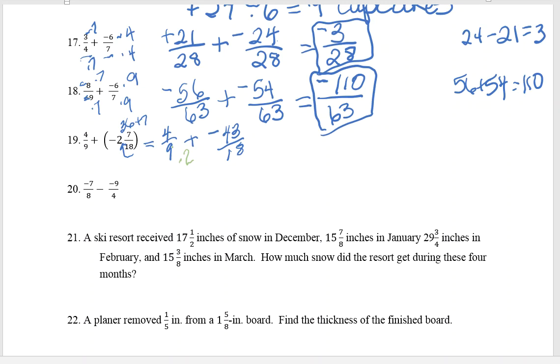Now I can change this to 18, but if I do it to the bottom, I have to multiply the top by 2 as well. 4 times 2 is now 8. 9 times 2 is 18. My bottoms are going to match now. I'm just going to bring over the negative 43.